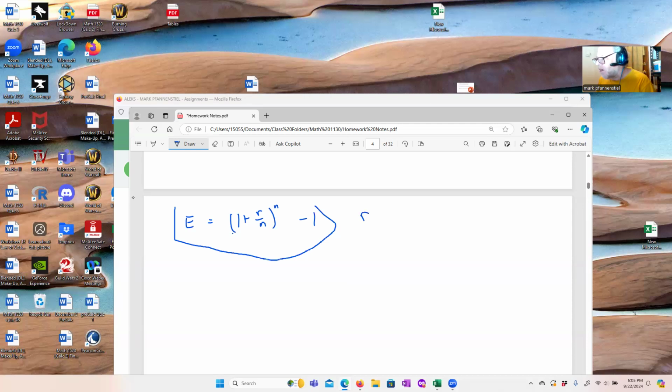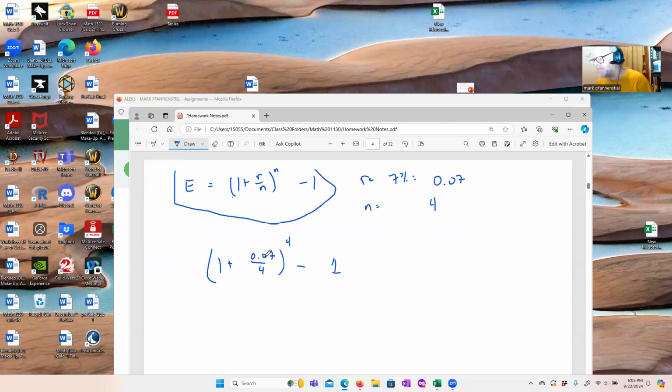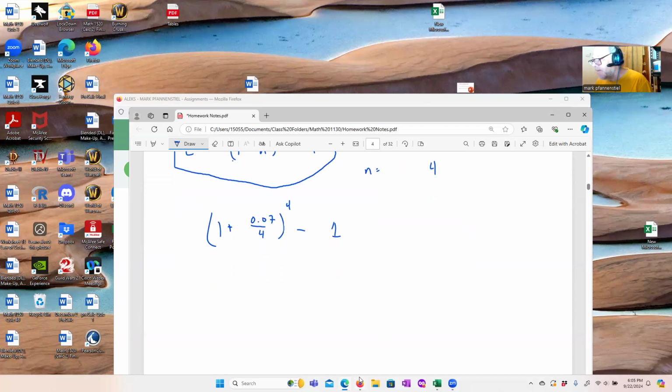So we're going to say that our R was equal to 7%, which is 0.07. Our N is going to be, what do we say here? This is quarterly, so N is going to be 4. And this is all we have to figure out here. So we're just going to say this is 1 plus 0.07 divided by 4, all raised to the 4th power, minus 1 when we're done. And that's going to be our rate. I think we can actually do this in one step, but if you can't, that's fine, go ahead and figure out the 0.07 divided by 4 first.